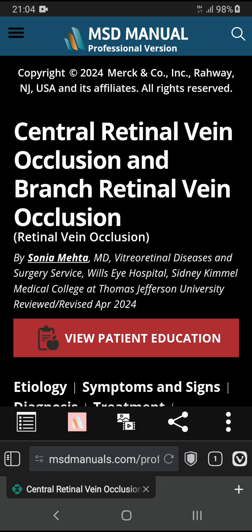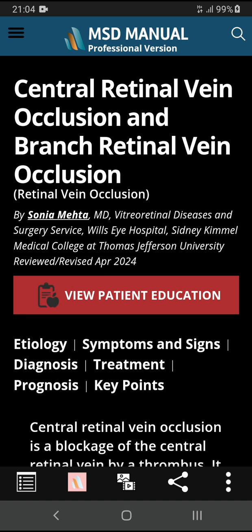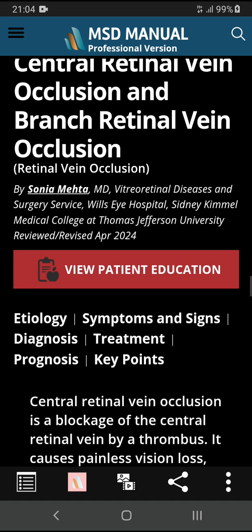Okay, so let's talk about central retinal vein occlusion and branch retinal vein occlusion. We can talk about the central occlusion and the branch occlusion, and of course, the central retinal vein occlusion will be much worse in its consequences compared to the branch retinal vein occlusion, because the central retina is much bigger and much more influential than the branch.